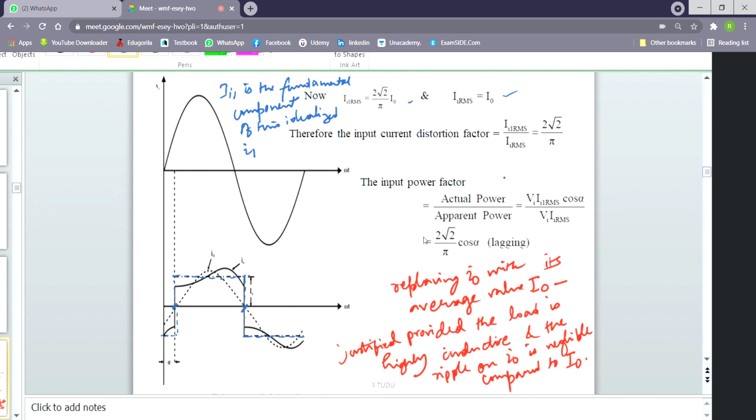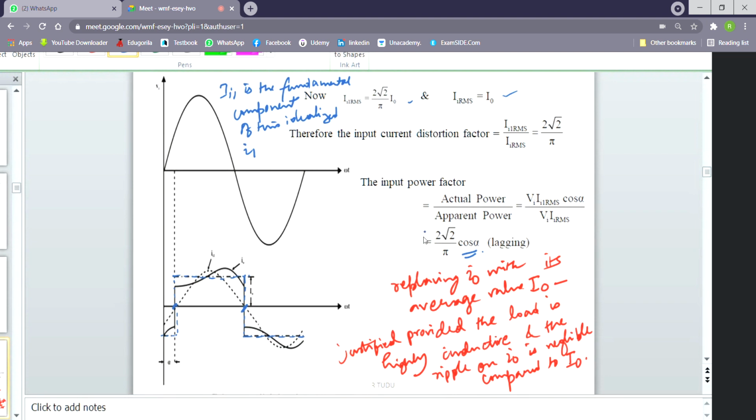And what about the input power factor? The input power factor is given by the actual power divided by the apparent power. So the input power factor is given as 2 root 2 by pi into cos alpha. Very important: the firing angle appears in the expression of the input power factor.